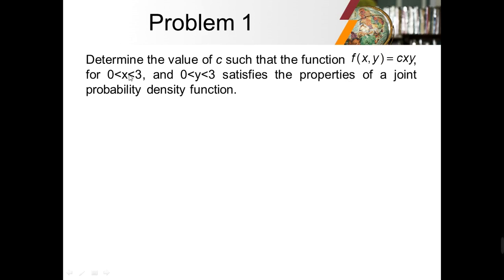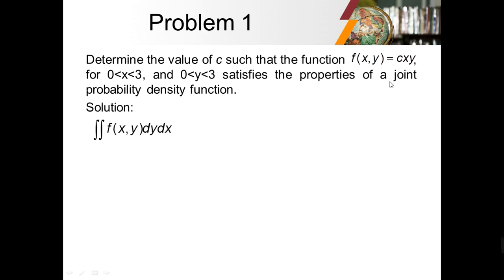Given na ang value daw ng ating x ay nagre-range from 0 to 3 and the value of y also ranges from 0 to 3. Okay? So, first, ano ba yung property ng joint probability density function? Alam natin na pag kukuha tayo ng joint probability ng isang continuous variable, ang ginagawa natin doon ay ini-integrate natin, double integral, nung function in terms nung dalawang variables natin.